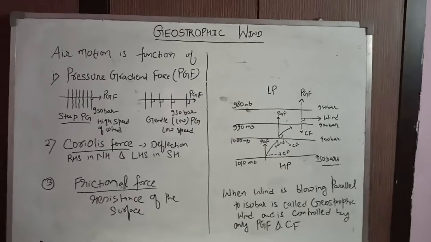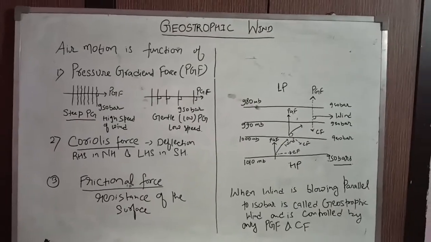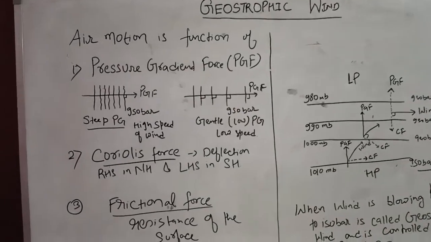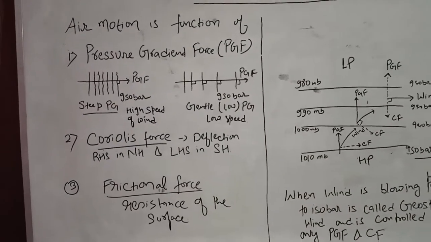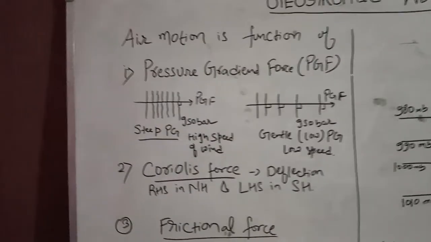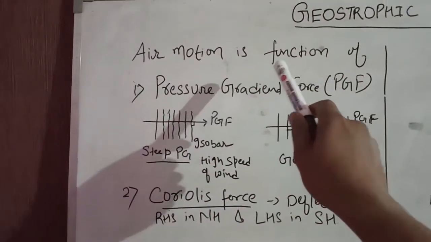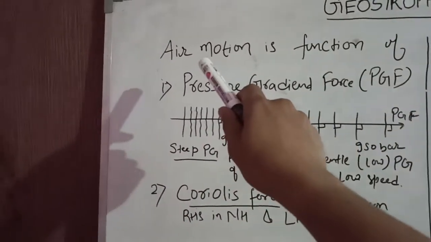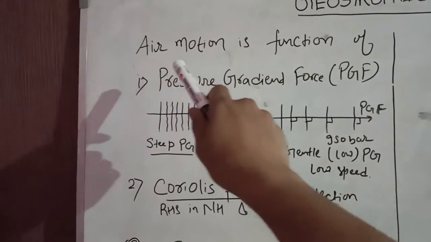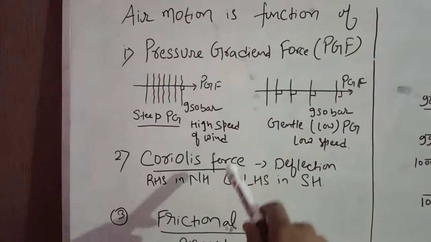Now, before going to understand geostrophic wind, first of all, we will try to understand what are the important forces that control the movement of wind. So we know the air motion. Air motion, actually we are talking about the wind. When air moves horizontally, we call it wind. So air motion is a function of the following three forces.